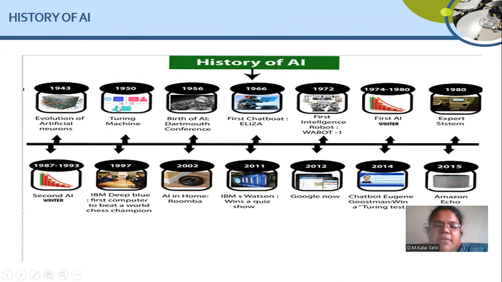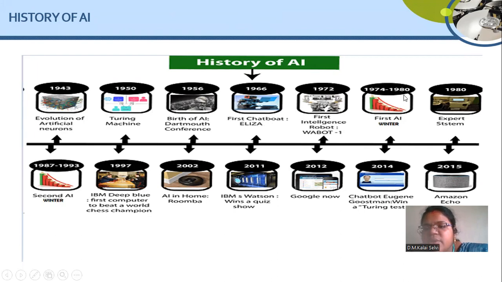In 1950, they developed the Turing machine. We can say the replacement phrase for the Turing machine is computational machinery with intelligence. In 1956 was the first conference, the Dartmouth conference, where the term artificial intelligence was proposed. Later, in 1966, the first conversational chatbot, ELIZA, was developed. And in 1976, the first intelligent robot, Babot, was designed in Japan.